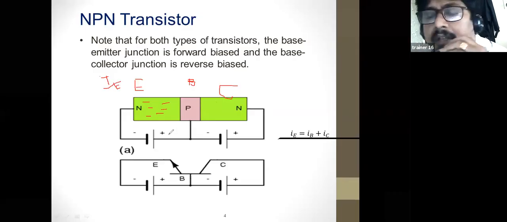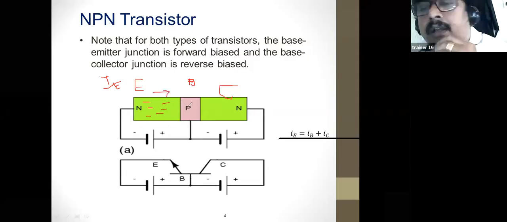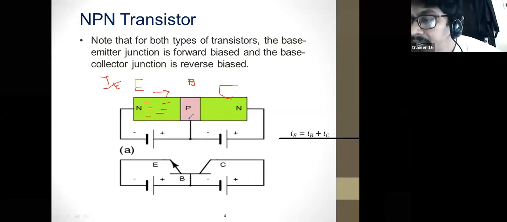The flow of electrons takes place towards the P-type, in this direction, and here the P-type is lightly doped, which means thin material. So only 5% of the electrons from the emitter current are attracted towards the base, forming the base current IB. You understand?